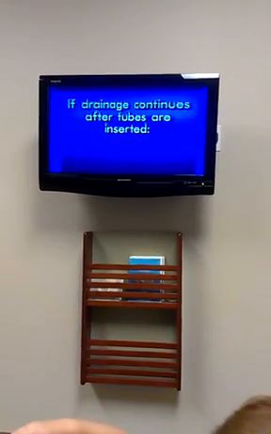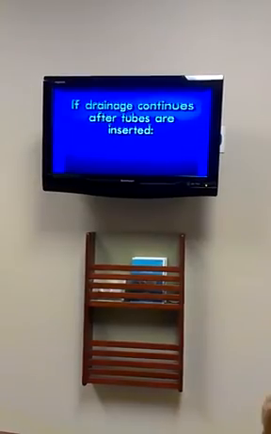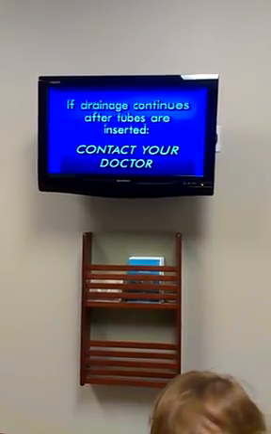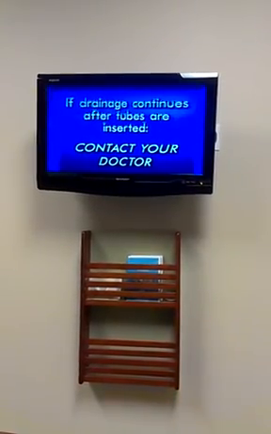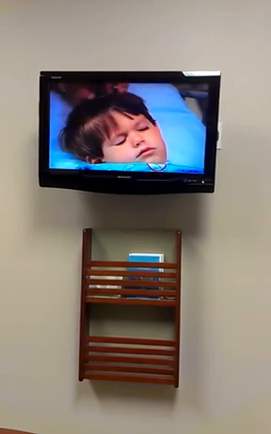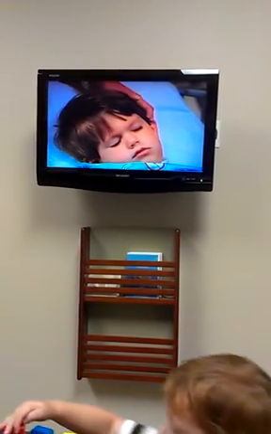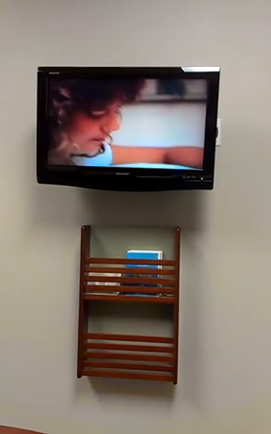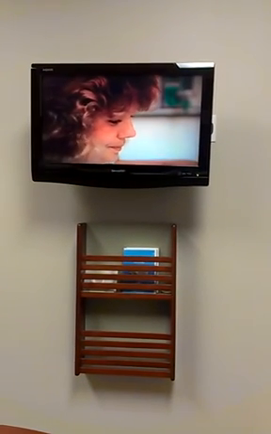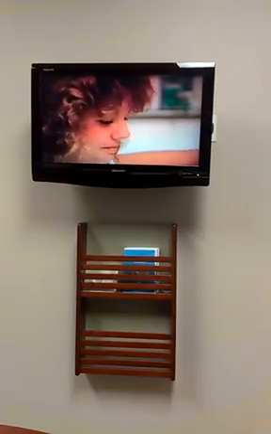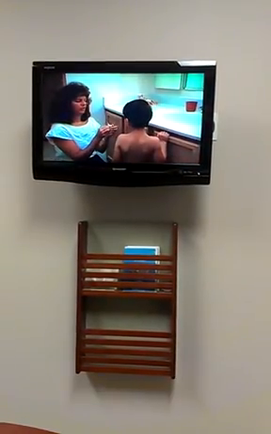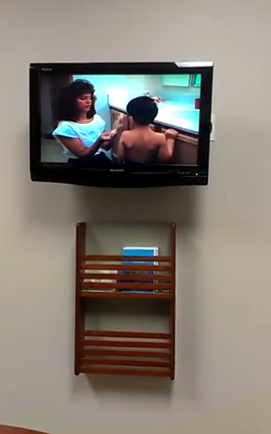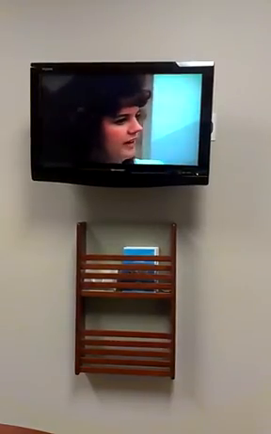If drainage continues to occur after the tubes are inserted, contact your doctor. If there was fluid in the ear that was draining, hearing will be improved immediately. After resting for just a few hours, your child will be able to go home. Once home, your child will be back to normal in a day or two.